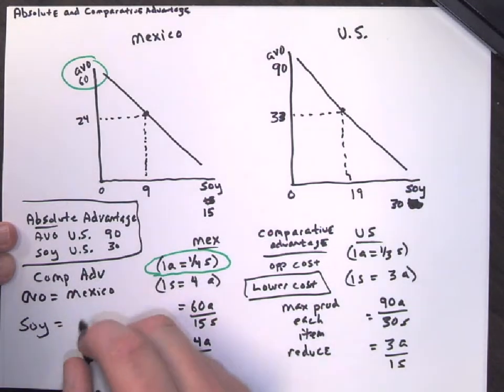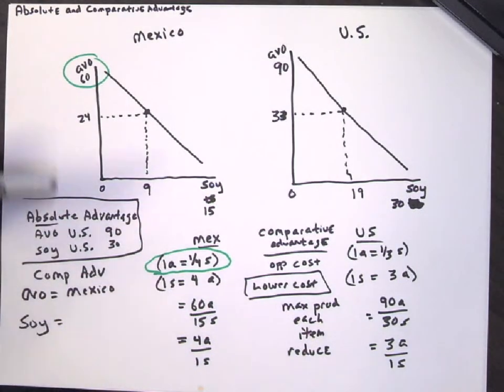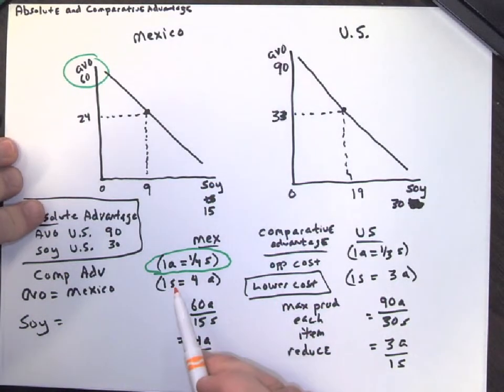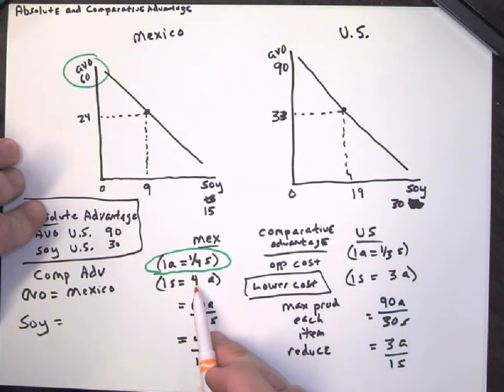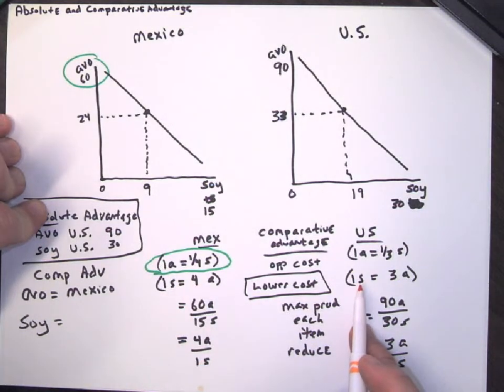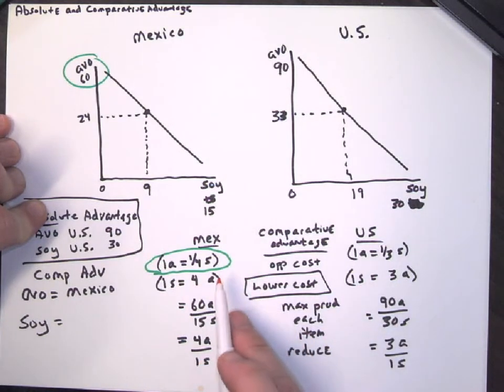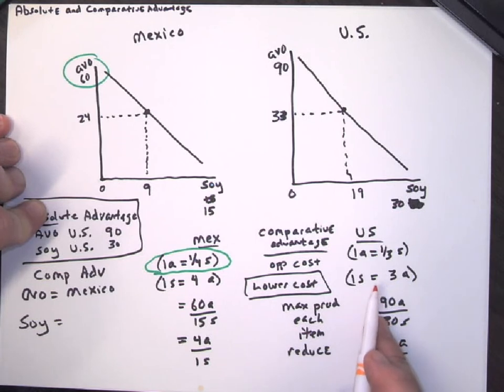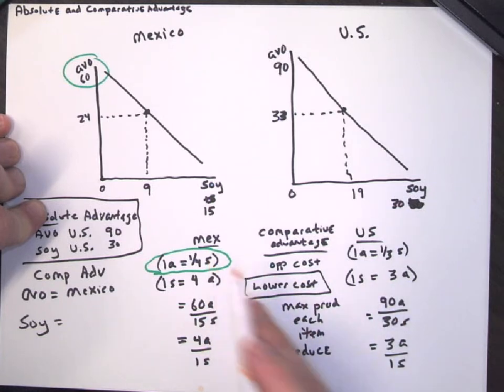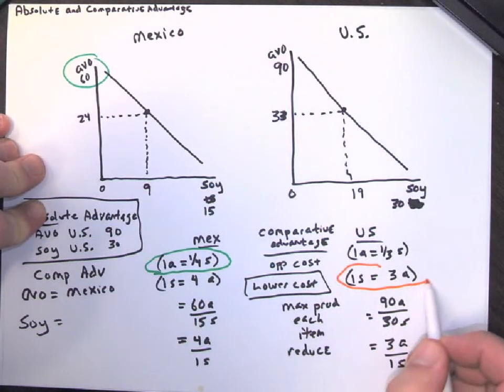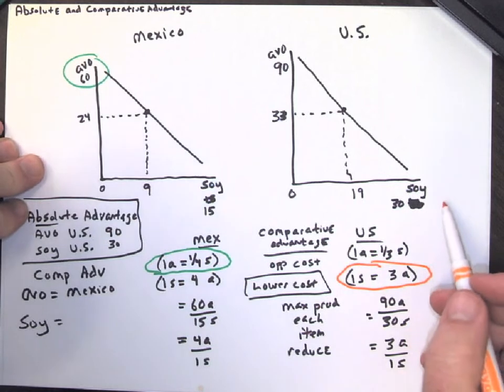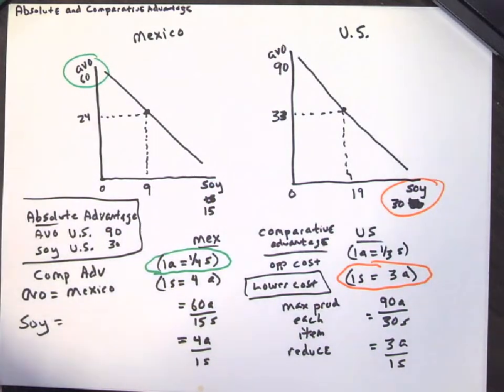So when it comes to soybeans, who's going to have the lower opportunity cost? Let's use orange, because aren't you glad soybeans are here? I don't know. So 1 soybean costs Mexico 4 avocados. It costs the United States 3 avocados. So 3 is less than 4. They have a lower opportunity cost. So every time they produce 1 soybean, the opportunity cost of producing 3 avocados is lower than Mexico's 4. So I know the United States is going to have comparative advantage in soybeans.